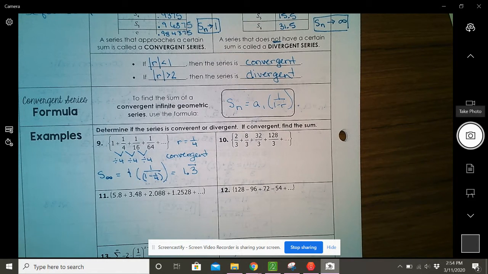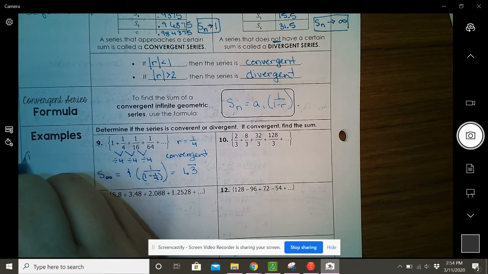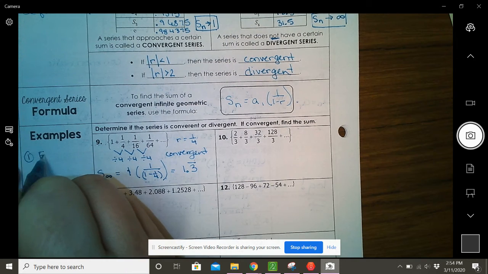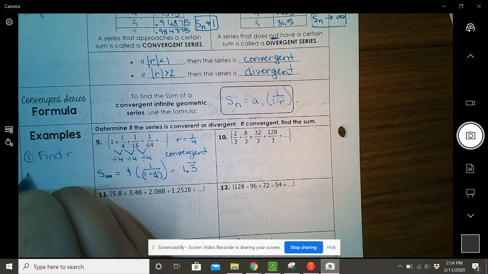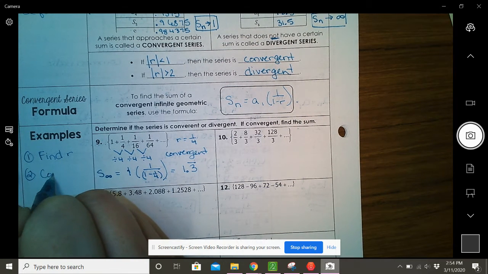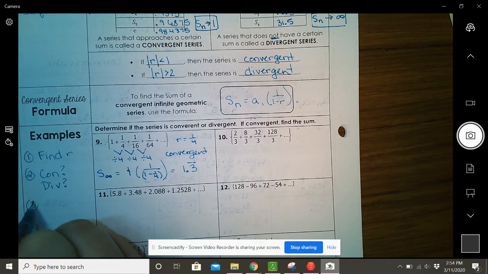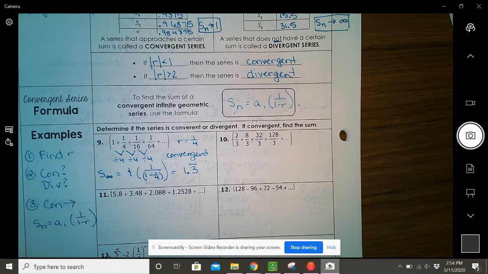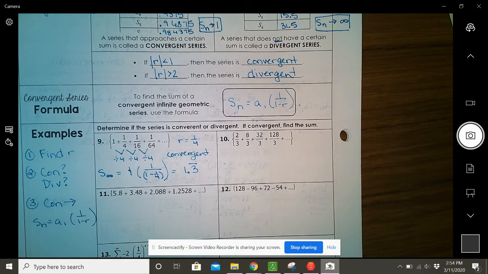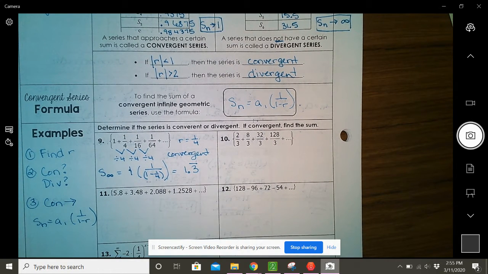Okay, so a lot of steps here, a lot of things to think about. If we need to write down some steps, we can. I would say first things first is find the r value. Then decide, is it convergent or is it divergent? If it's convergent, then go use your formula to find the sum of the series. Maybe those are some good steps to follow if you're feeling a little overwhelmed.